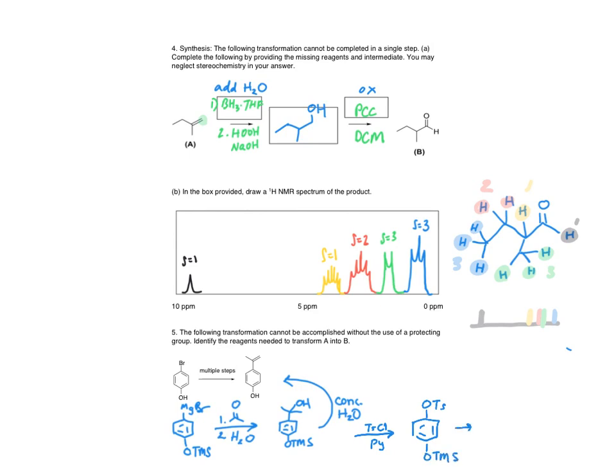and then, oh, let's see, that's not right. Here. And now we want a strong base to undergo an E2 reaction. And then we can use acidic conditions or tetrabutylammonium fluoride to deprotect that alcohol.